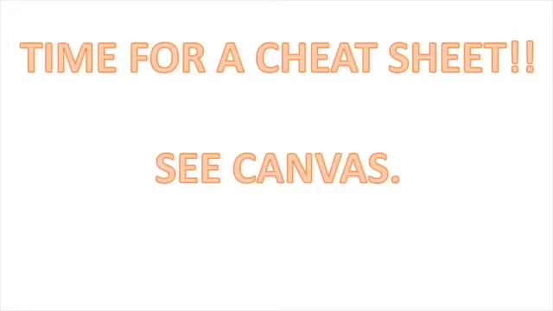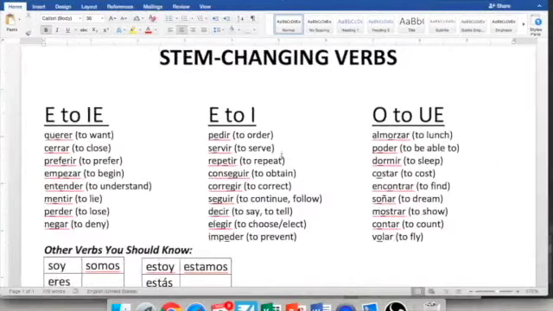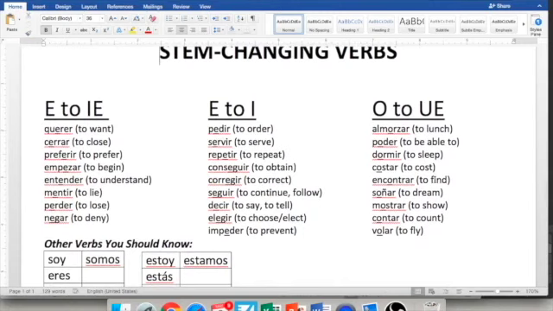All right. So I put on this slide that it's time for a cheat sheet and that you can see on Canvas. I will make sure to upload my little stem changing verbs cheat sheet, and I made this for the Spanish 1000 class. These are just very common stem changing verbs that you see in Spanish. This is not every single verb in the whole language, but it's very, very common verbs that you will see in this course. So here are some from E to IE, and I've given you the verb. I've highlighted the E that changes, and I've told you in parentheses what these mean in English. Same thing for your E to I stem changers and your O to UE.